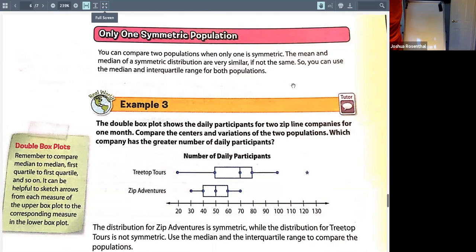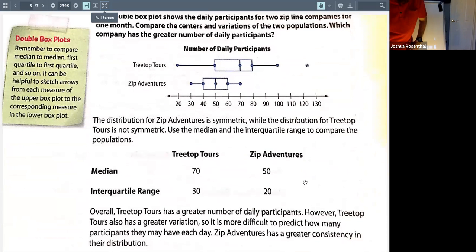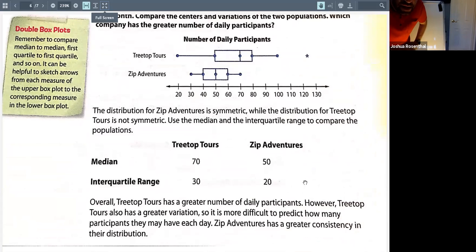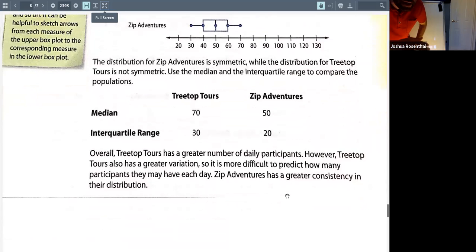Okay, now let's look at what the book says. The distribution for Zip Adventures is symmetric, while the distribution for Treetop Tours is not symmetric. Use the median and the interquartile range to compare the populations, which we did. So the median for Treetop Tours versus Zip Adventures are different. So it just means that Treetop Tours is getting more daily participants. But it has a bigger range. So let's see what their interpretation is. Overall, Treetop Tours has a greater number of daily participants. However, Treetop Tours also has a greater variation. So it is more difficult to predict how many participants they may have on a given day. So Zip Adventures has a greater consistency in their distribution. And that's really what we talked about.